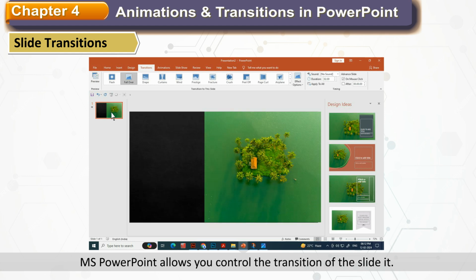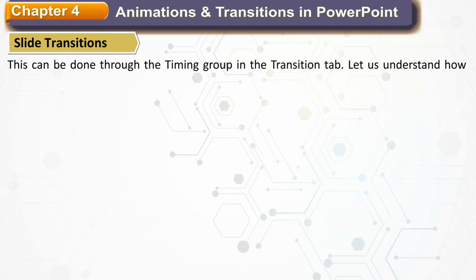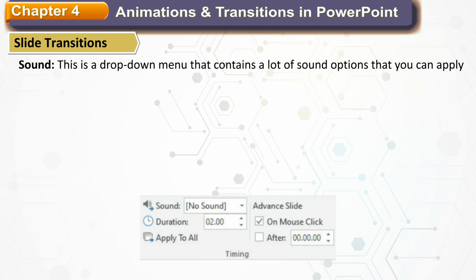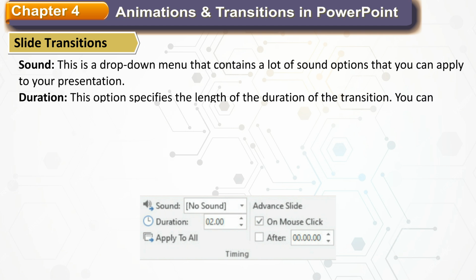MS PowerPoint allows you to control the transition of the slide. This can be done through the Timing group in the Transitions tab. Let us understand how this is done. The Timing group has a few options. Let us take a look at these functions one by one. Sound. This is a drop-down menu that contains a lot of sound options that you can apply to your presentation.